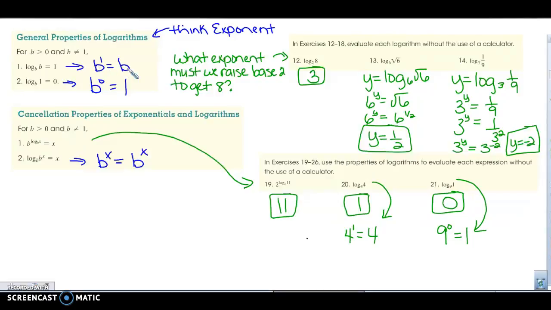And isn't that true? In this one, base b raised to the power of 0 is equal to the result of 1. Isn't this true? Remember the rules for raising things to the 0 power.